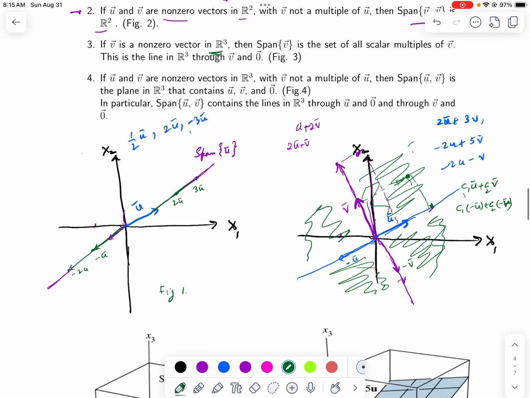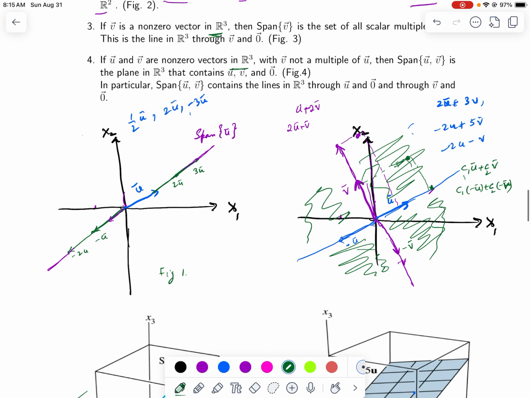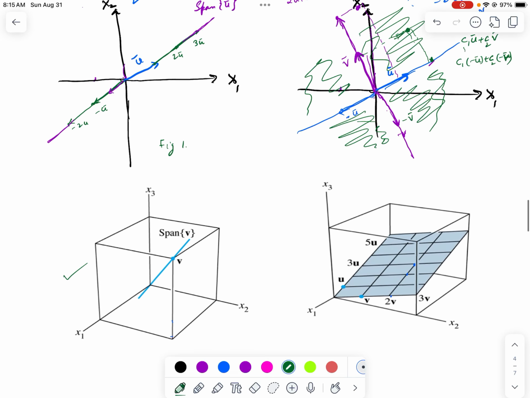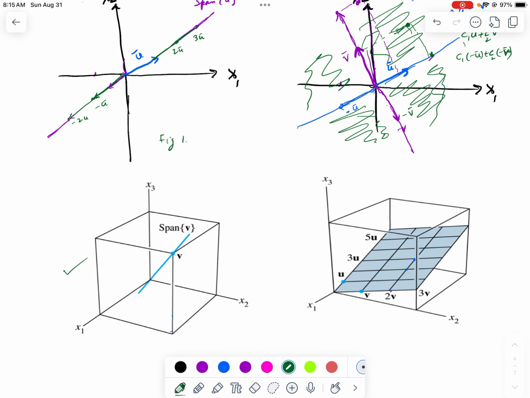In the same way, now if we have two non-zero vectors in R3, then the span of those two vectors will be actually a plane, which is the plane which contains the vectors u and v. So note here, u is over here and v is here. So we have a plane which is not the horizontal plane, but a plane at some angle to the horizontal plane, but the important thing is that it passes through the origin.